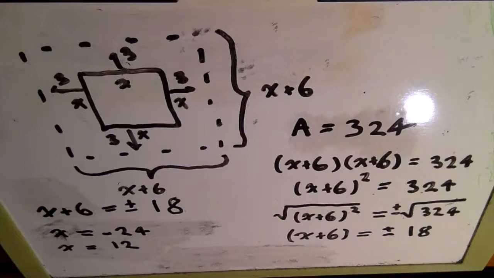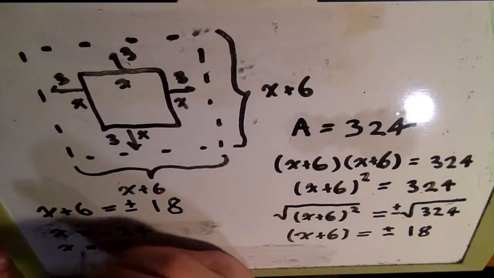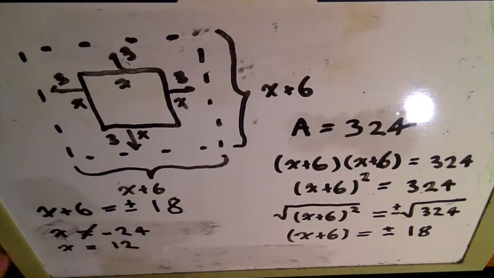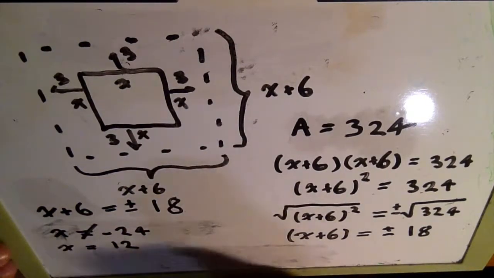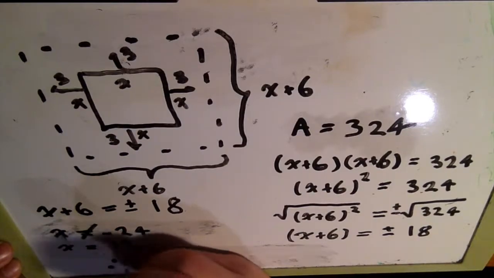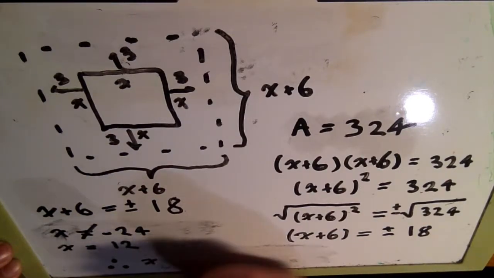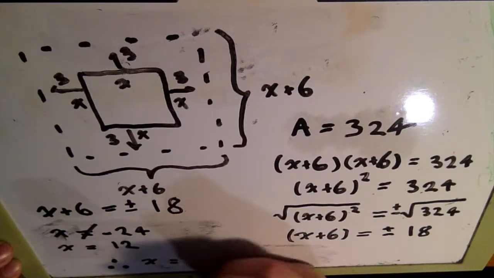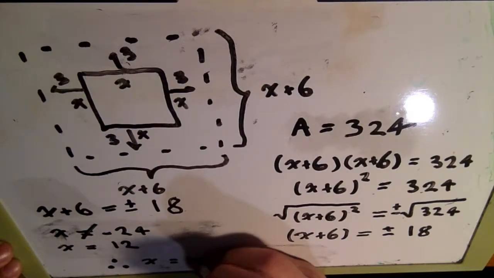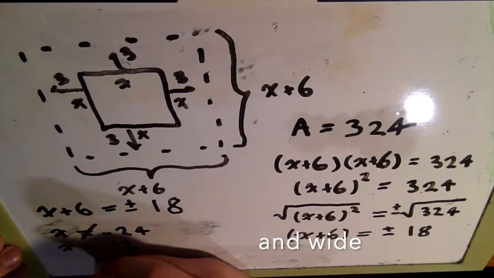Now we must decide which answer is the right answer. We know logically that a pool side cannot have a negative length, so we can go ahead and eliminate negative 24. So the pool length must be 12 meters long.